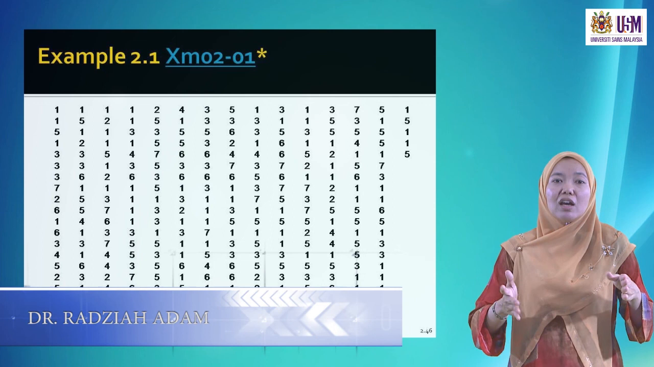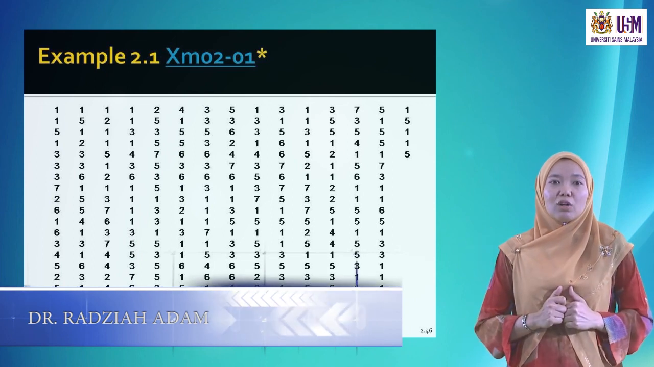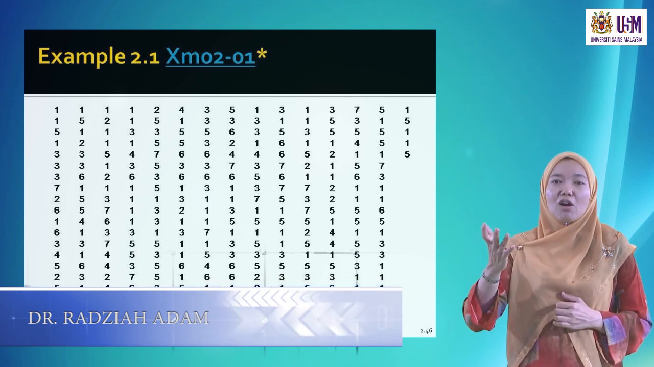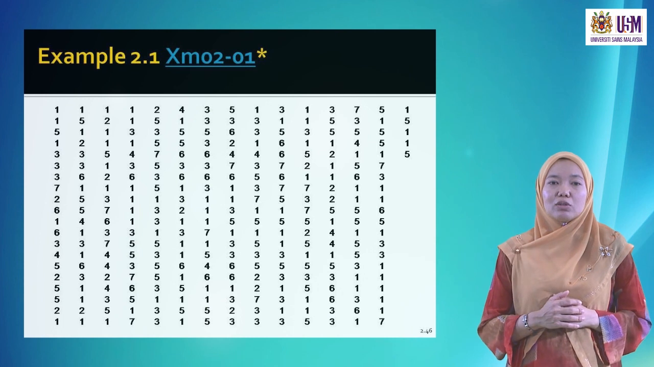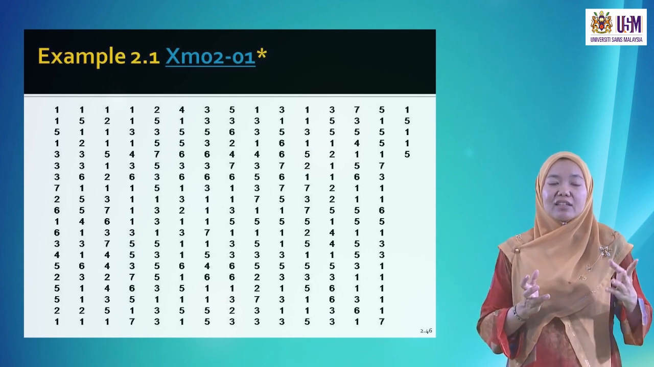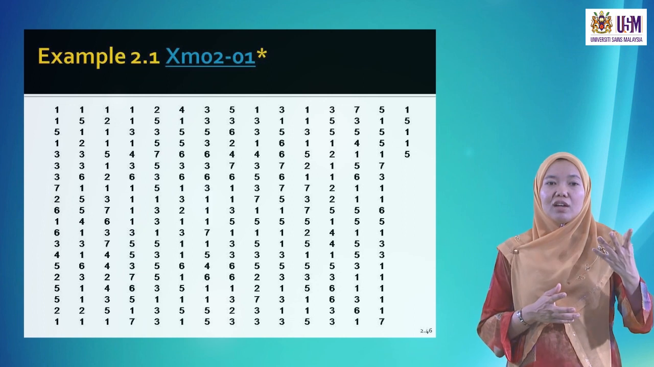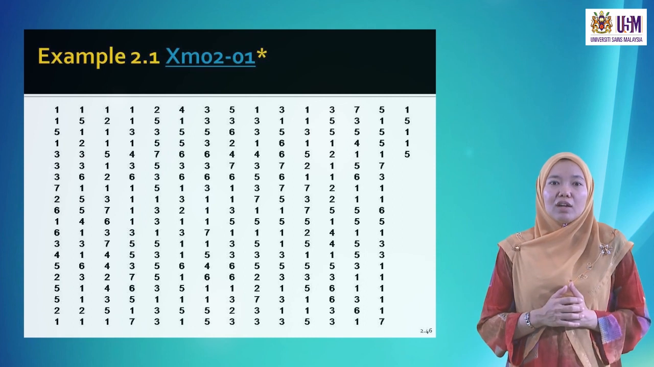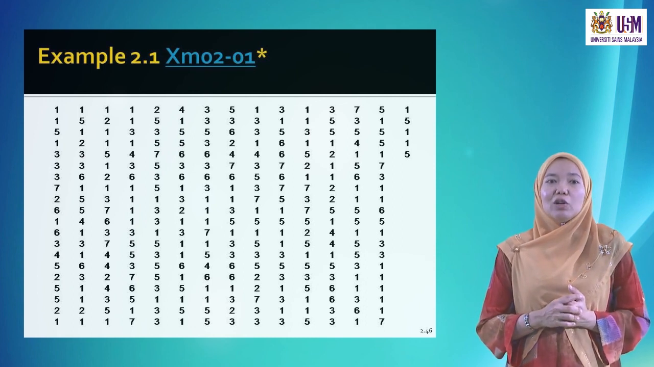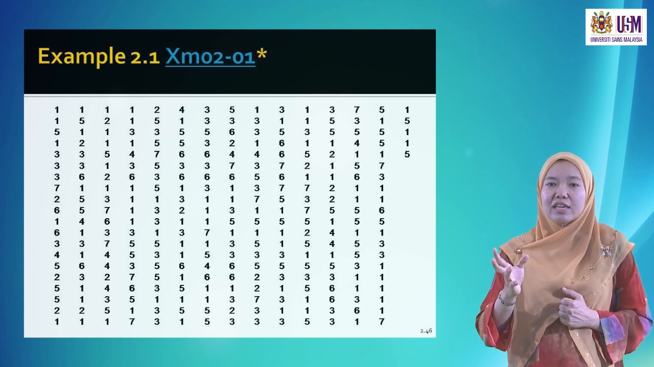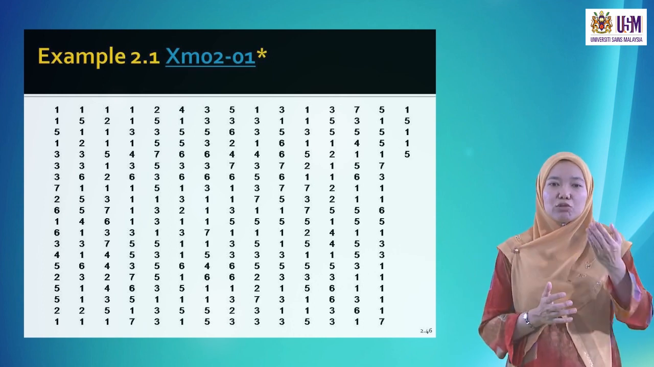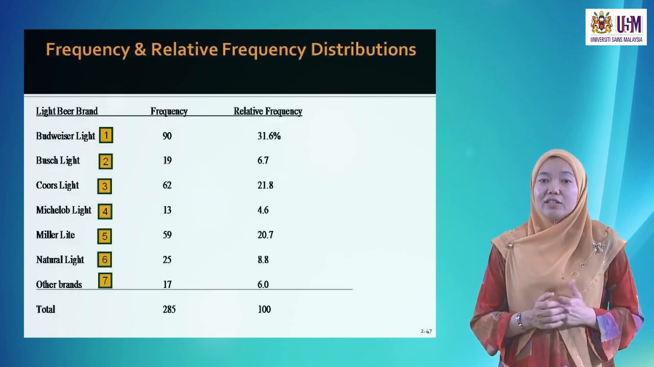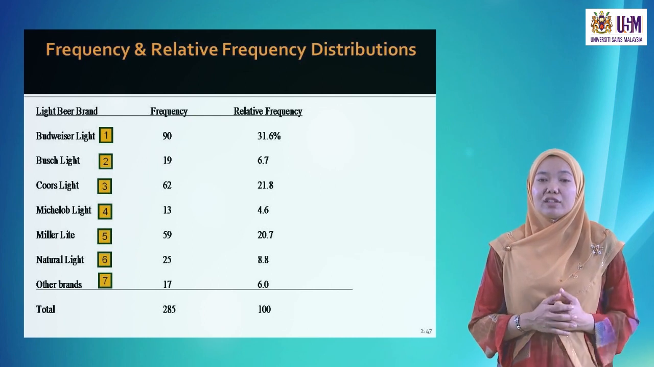you see here a very nice table of the different types of beer, the frequency, and then the relative frequency. So if you are in the marketing of this particular brand, or if you are into the beer market, you see which one is more popular: the one with the highest relative frequency out of 100, while the actual frequency is in terms of 285 observations.